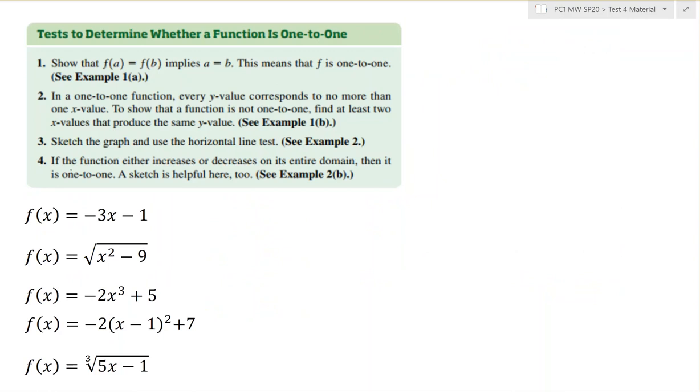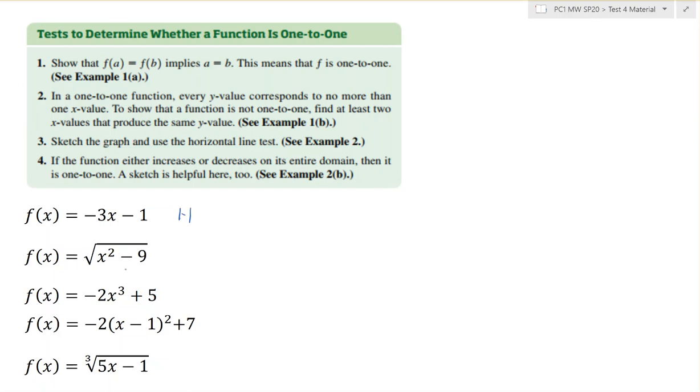So let's test to see if these are one-to-one functions. We've got a line. It goes through the y-intercept (0, -1) with a slope of -3: down 3, right 1, down 3, right 1. This is decreasing on its entire domain. So because of number 4 up here, we know this is one-to-one.